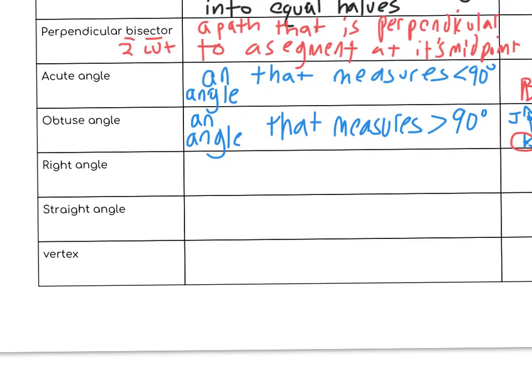For a right angle, we're going to go that same route and say an angle that measures exactly 90 degrees.